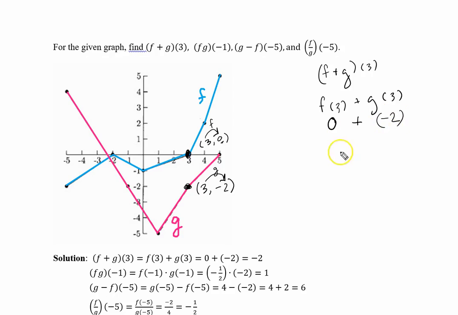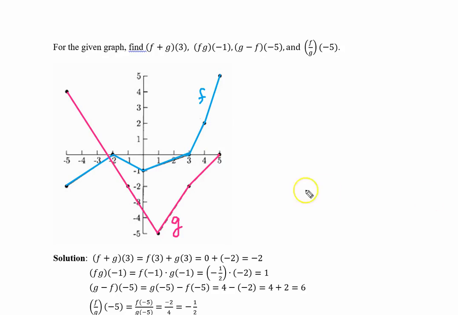And when you add these two things together, 0 plus -2, your answer is -2. And that's exactly what we got down here. So I'm going to clear this now and look at the next one. The next one wants to know the product of f times g evaluated at -1. Well, that's going to be f evaluated at -1 times g evaluated at -1.